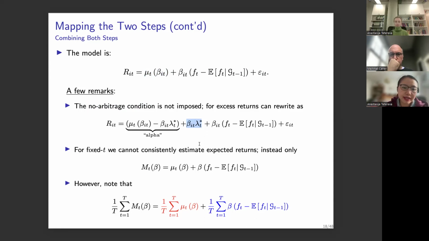And for a fixed t, as we mentioned, in the error term we have an additional term here. For fixed t, because we only have one observation for this error term, we can never learn this mu_t correctly. Instead, we can only learn this mu_t plus this thing together using only the cross-sectional observations.